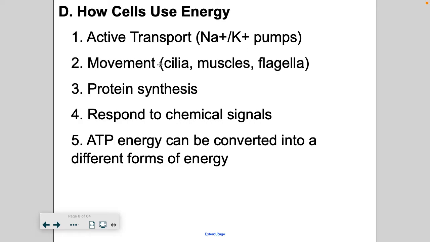Second way cells use energy is for movement. Cilia, muscles, flagella, all of those need ATP to be powered and moved. Protein synthesis, which we'll talk about later on in the semester, how do we make proteins inside of our cells. When they respond to chemical signals, ATP is usually involved with that. And finally, ATP can be converted into a different form of energy. And so we'll touch briefly on that later on as well.